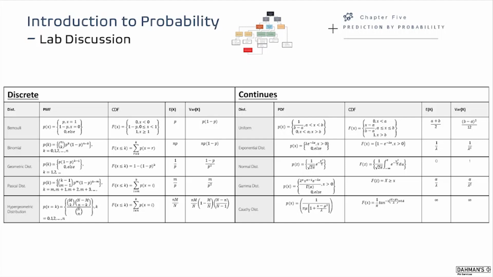Hi, welcome back. So we're in chapter 5, prediction by probability. Now it's time for the lab discussion, where we're going to put together most of the information we have accumulated so far on probability in general inside chapter 5. What I would like to do is construct the essential details of the lab discussion to follow the previous lab that we accomplished in the previous two books.